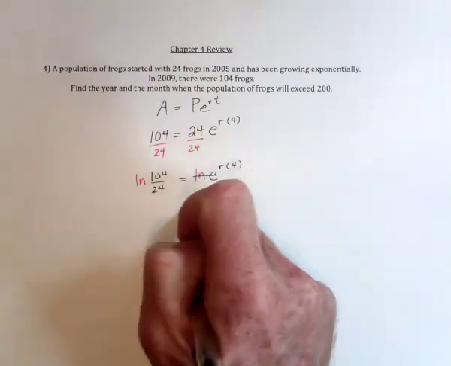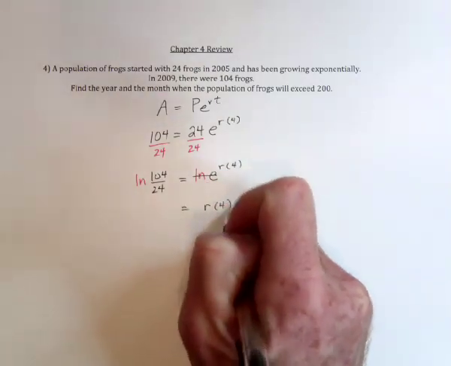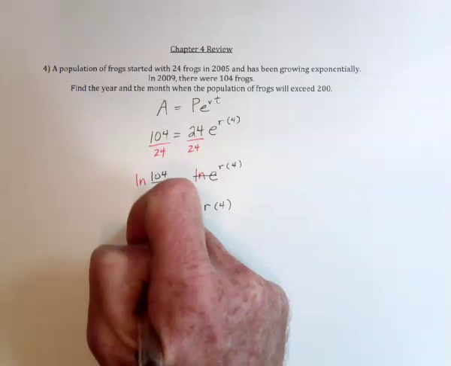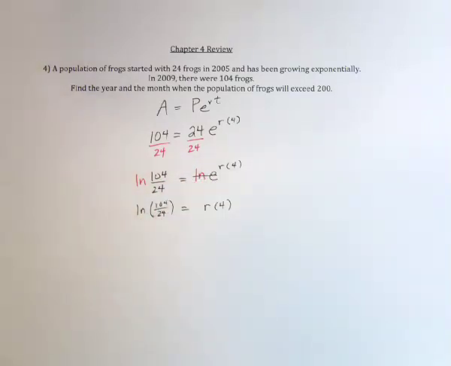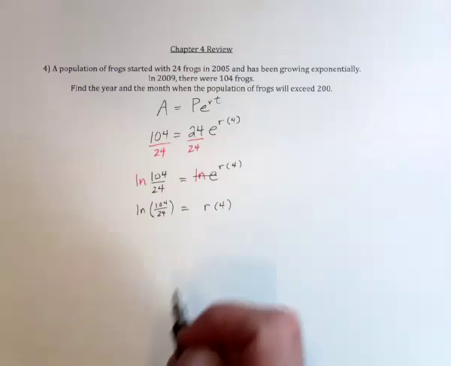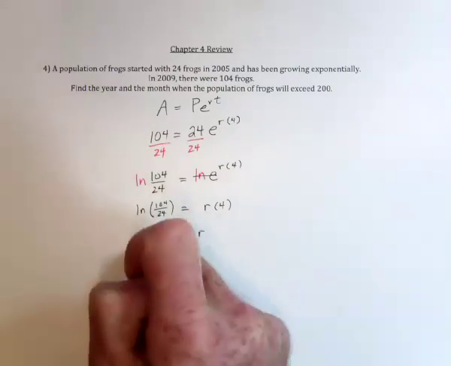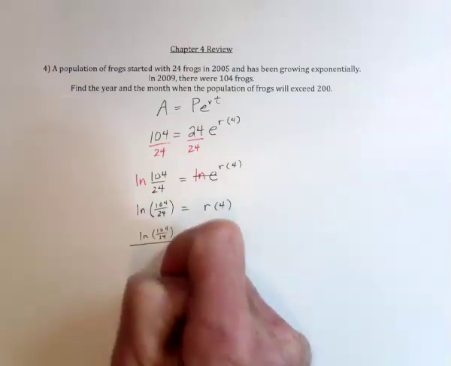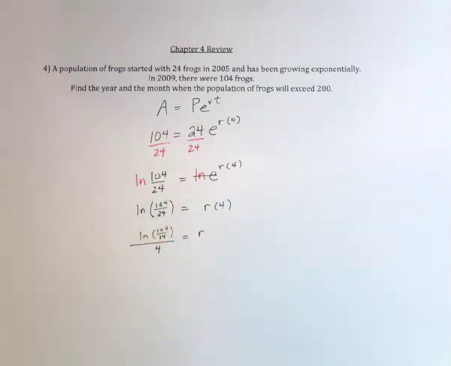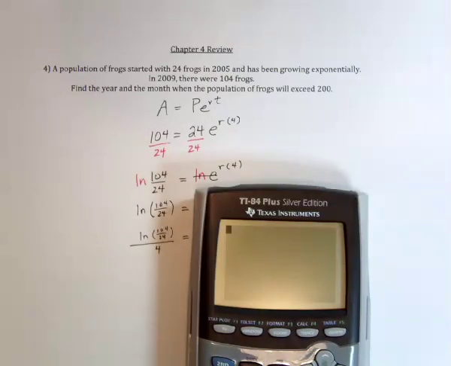And these are going to cancel, leaving just the exponent r times 4. And on this side we have the natural log of a fraction, 104 divided by 24. And then to solve for r, just divide by 4. So it's going to be the natural log of 104 divided by 24, and then divide that whole thing by 4. So the natural log of 104 divided by 24, and when that's done, divide the answer by 4.